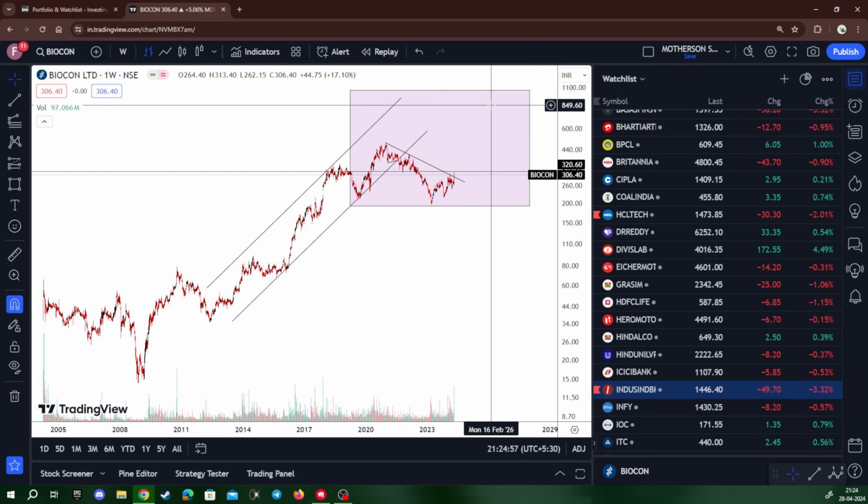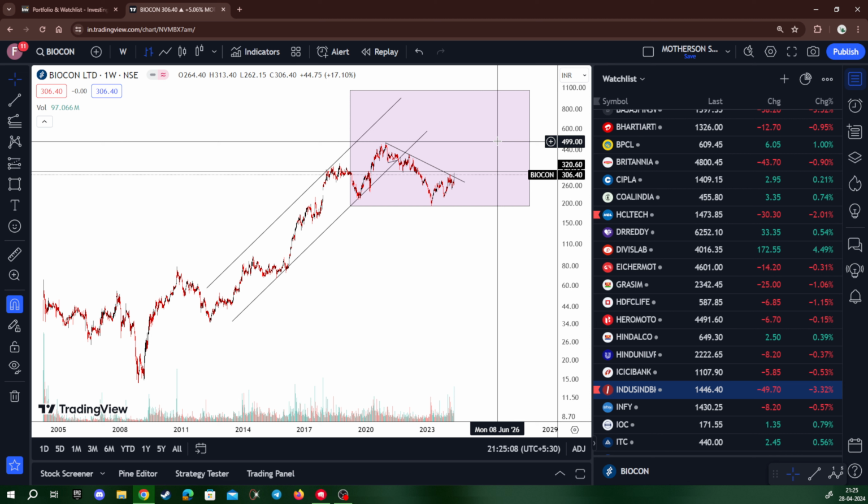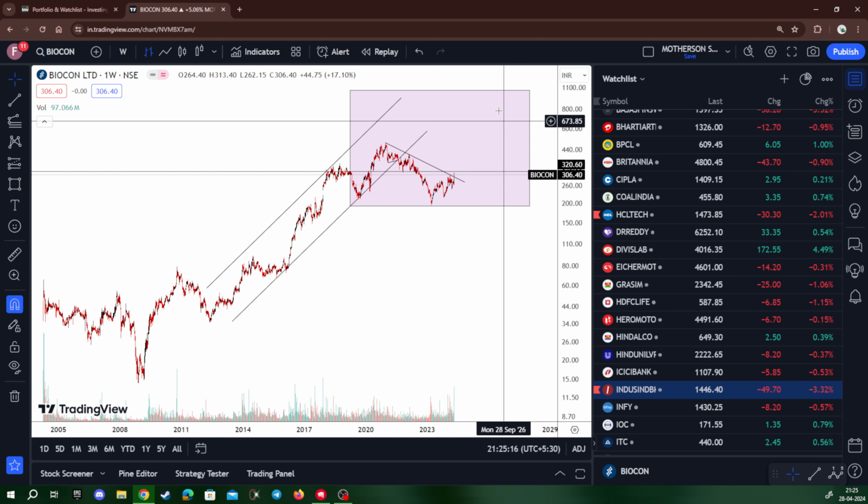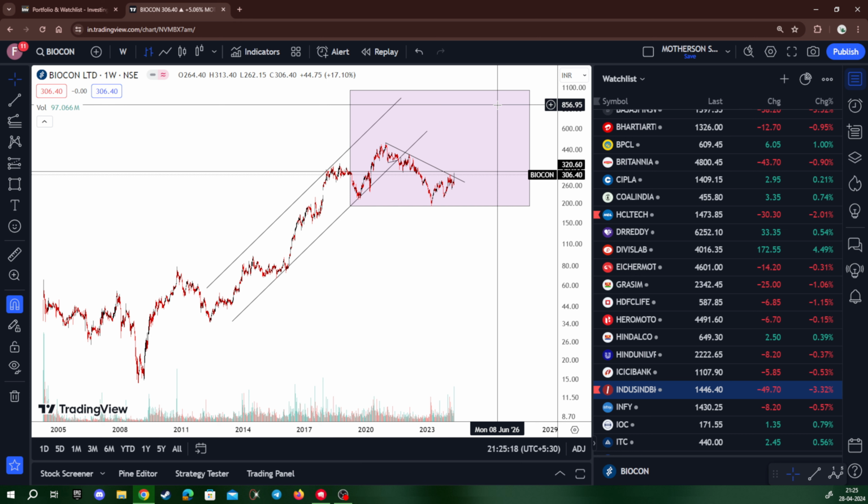I would assume that a very conservative target from here would be just the previous high, which comes around 500 odd levels. And once we cross above 500, at least I see the stock could give us a return of almost 60% to 80% more. So I'd keep it in the bracket of 800 to 1000 range, wherein 700, 750, 800 are my conservative targets, and 1000 is a very aggressive bullish target for me.